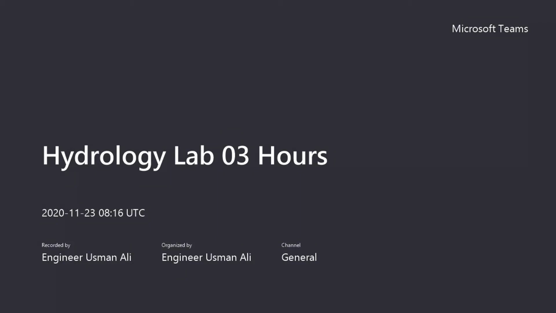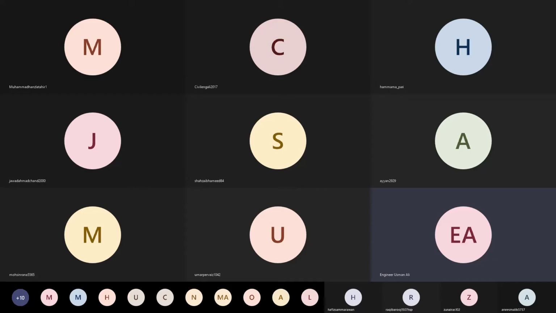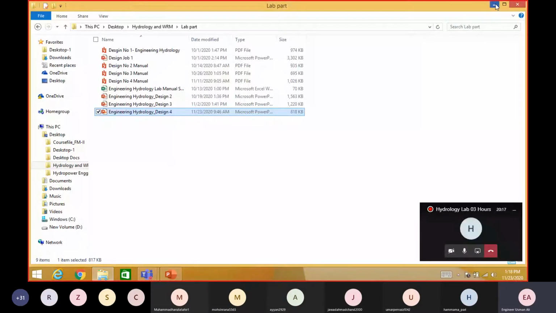Along with the manual of Design 4 in the drive relating to the lab, you can download it from there. You have the link already with you. I placed it today, so you can get it from there.